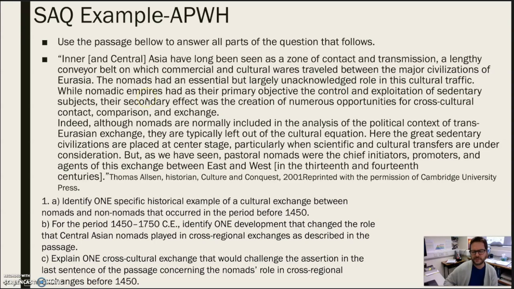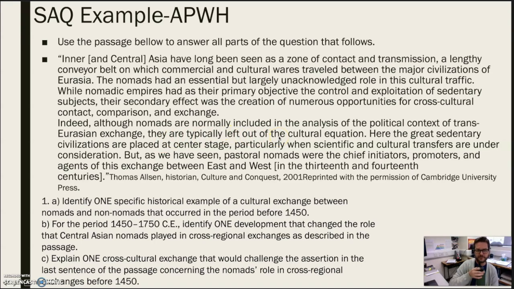While nomadic empires, who comes to mind when you think of nomadic empires in Asia? Right, we think of the Mongols. It's the first thing that comes to mind. While nomadic empires had as their primary objective the control and exploitation of sedentary subjects, their secondary effect was the creation of numerous opportunities for cross-cultural contact, comparison, and exchange. Indeed, although nomads are normally included in the analysis of the political context of trans-Eurasian exchange, they're typically left out of the cultural equation.